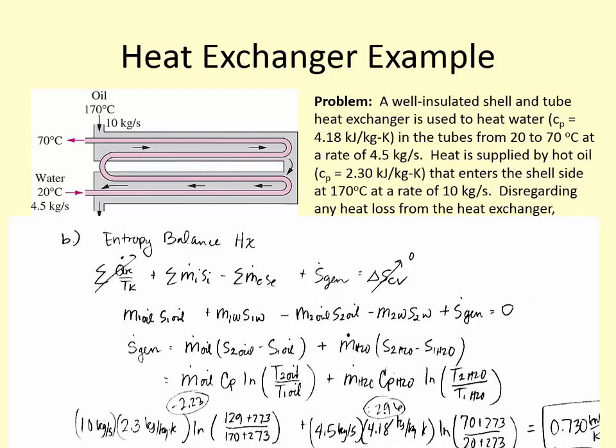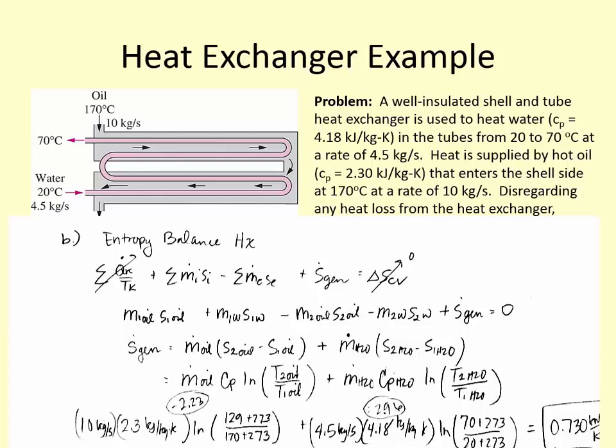So if we plug in all the numbers for that, mass flow rate of the water is 4.5 kilograms per second. c sub p is 4.18 kilojoules per kilogram Kelvin. Natural log of T2 over T1. Now we have to convert to Kelvin. Okay, so T2 in this case is 70 degrees, so 70 plus 273. T1 is 20 plus 273 to convert to Kelvin, plus the mass flow rate of the oil, which is 10 kilograms per second. c sub p of the oil, which is 2.3 kilojoules per kilogram Kelvin, multiplied by natural log of 129 plus 273 over 170 plus 273.